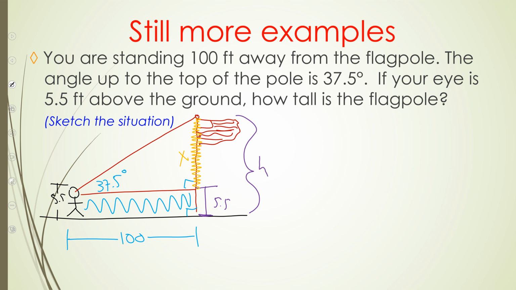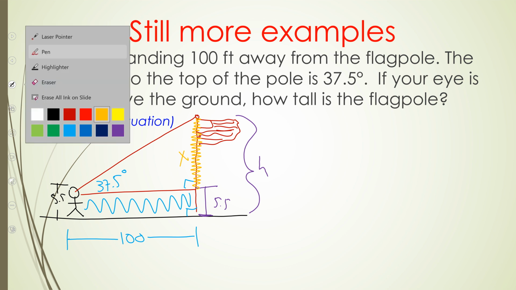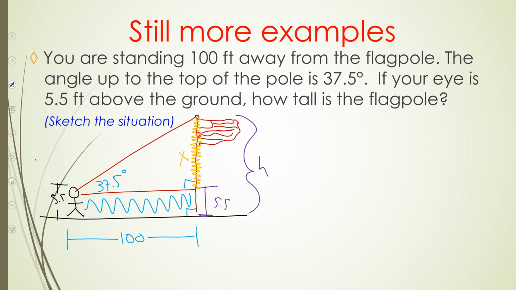Now, we're not going to actually solve the problem, but we will set it up. What trig function would you use here? Tan. Perfect. We would use the tangent here. Why? Because you have the opposite and adjacent. Very good. So the equation I would use to solve this would be the tangent of 37.5 is equal to x over a hundo.